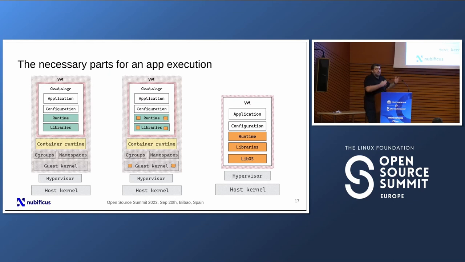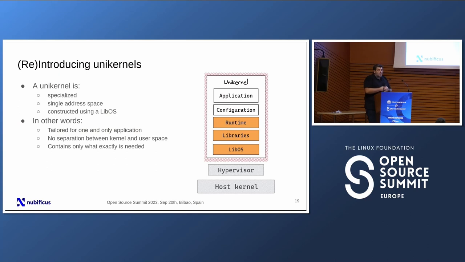We call that LibOS, not us, the community, and essentially this kind of stripping down exists already, and they call that unikernels. So a unikernel is a specialized single address space kernel that is built using a library operating system. In other words, it's tailored for one application. There is no separation between kernel and user space. And it contains exactly what is needed for the application to run: the actual application binary, the configuration, and all the glue code that it needs to interact with the hardware or with the virtual hardware through the hypervisor. That's almost the same.